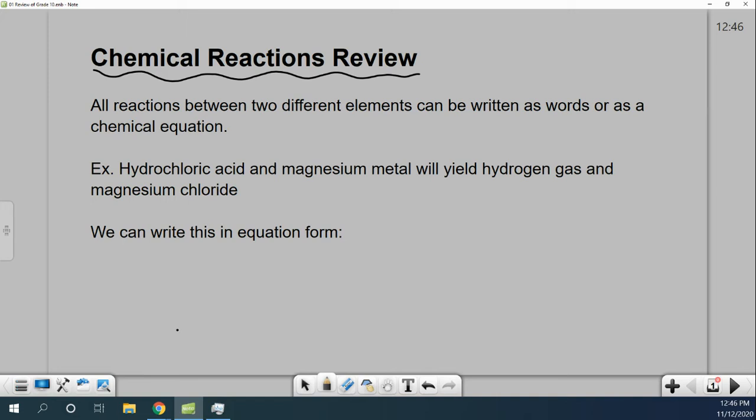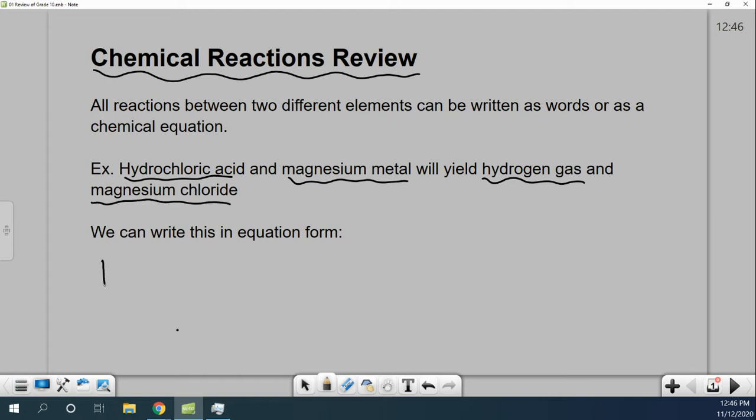All reactions between different elements or different compounds can be written as either words or as a chemical equation. So for example, I could write as words, hydrochloric acid and magnesium metal will yield hydrogen gas and magnesium chloride. Now that's a mouthful and it's kind of ugly to look at, if I'm being quite honest. And so we usually use chemical equations instead.